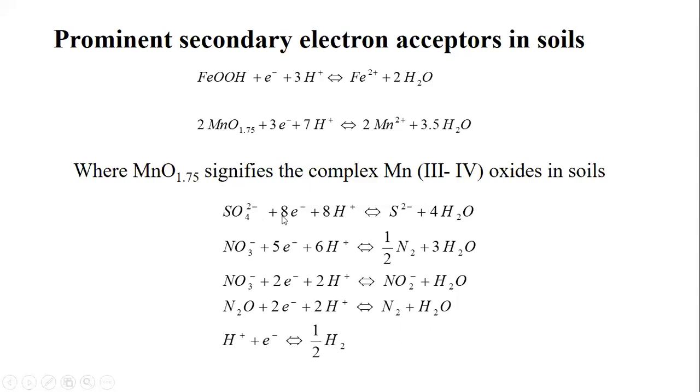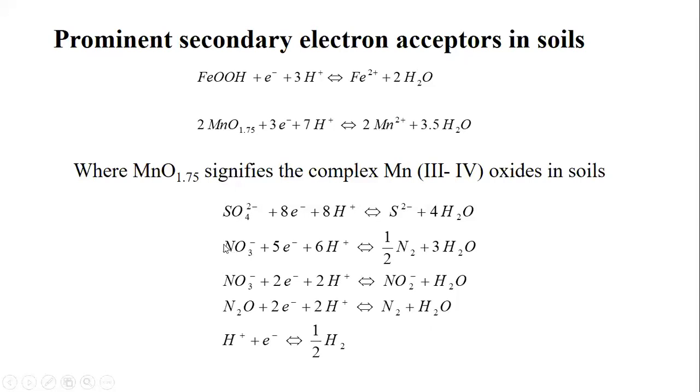Now, also, you can have sulfate reduced to sulfide. These are the oxidized forms, the important forms the plants like. When you have poor aeration, oxygen is not there. That's why these become prominent secondary electron acceptors. They will be acceptors, to be reduced from oxidized forms to reduced forms.